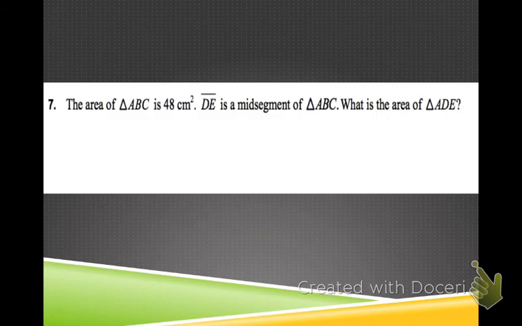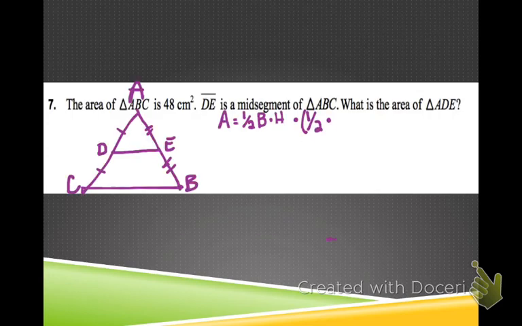All right, now the area of triangle ABC is 48 centimeters squared. DE is the midsegment of triangle ABC. So what is the area of the smaller triangle ADE? Well, I have to draw this out to actually visualize it. So as soon as I do draw it out, I know that triangle ADE has a base that's 1/2, but it also has a height that is 1/2.